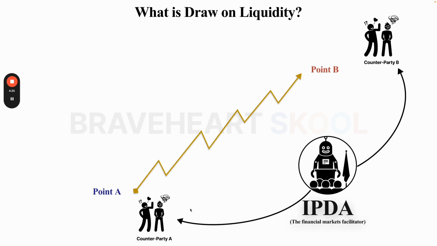Why should price go from counterparty A to counterparty B? And inside of a move, there's going to be a winner and there's going to be a loser. There's going to be a winner here and there's going to be a loser here as well.